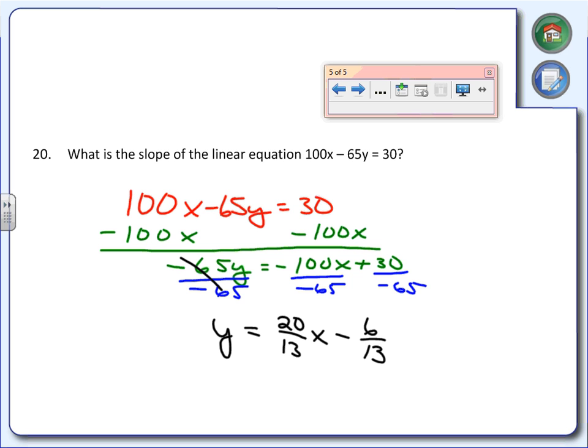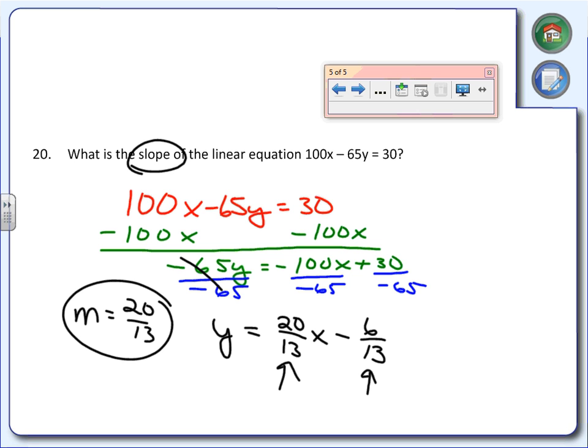Now remember, the question was, what is the slope? So the question is, which one of these fractions is our slope? Slope here is the number in front of the x. That's the 20 over 13. So the answer to number 20 is 20 over 13.